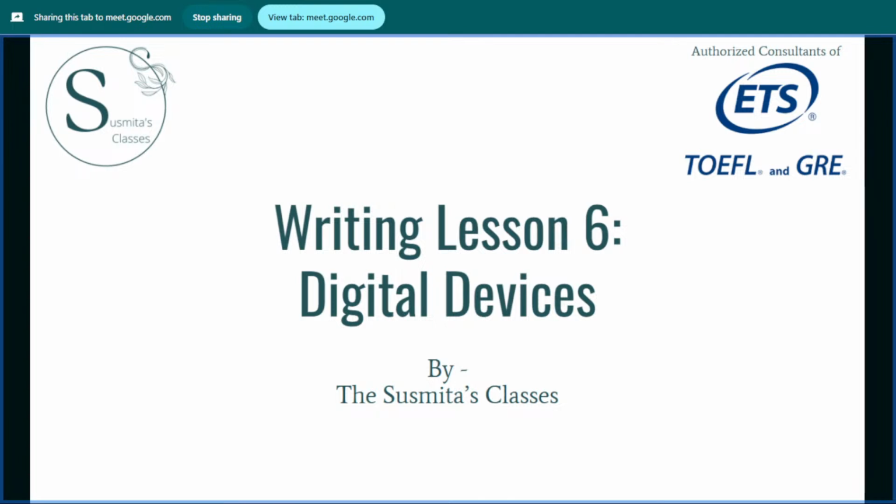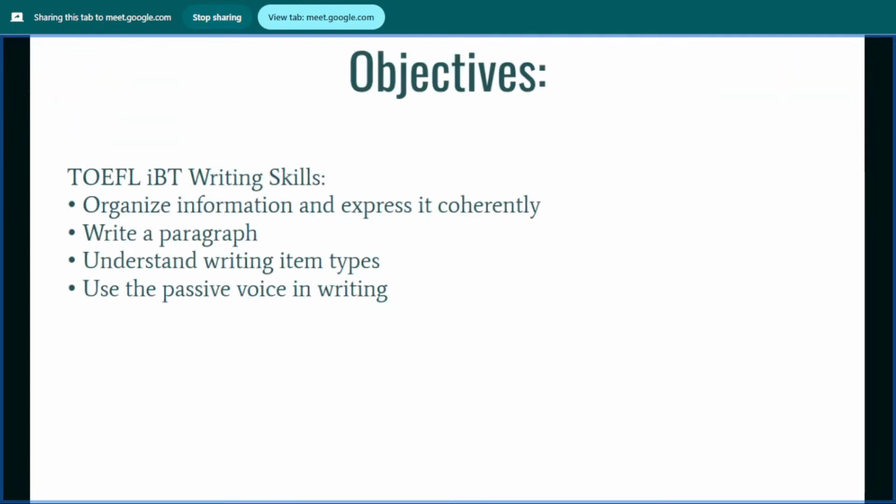Okay, we are going to start with, guys, turn on your cameras. We are going to start with writing lesson 6, where we are going to talk about digital devices. Here we are going to see how to organize our information and then how to express it coherently, and then of course how to write a paragraph and understand the question types that we have. And the main thing that we are going to look at in this module is how to use our passive voice, which is important to make our sentences a bit fancy.